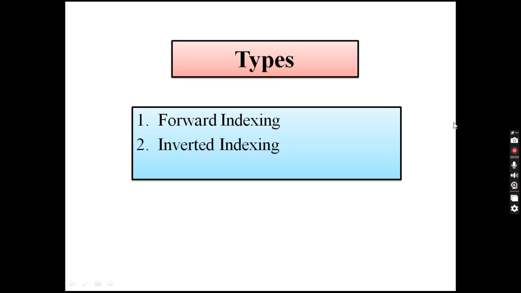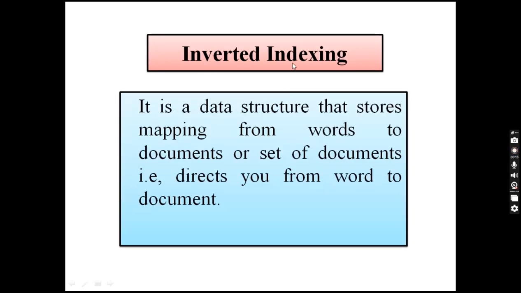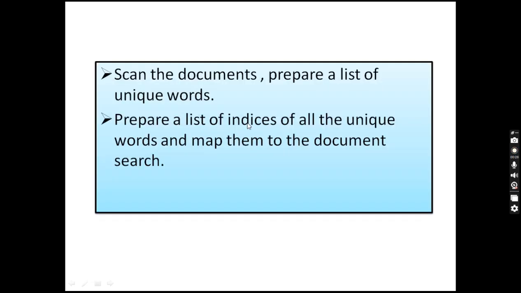Next we will see what the types of indexing are. So basically there are two types of indexing, that is forward indexing and inverted indexing. In our project we are going to use inverted indexing. First we will see what inverted indexing is. Inverted indexing is a data structure that stores a mapping from words to documents or a set of documents, that is, it directs you from word to document.